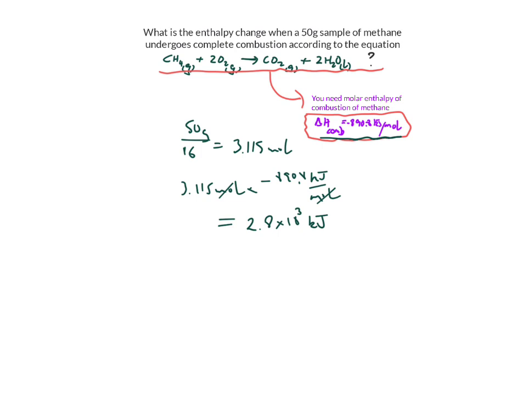And there are other things that you may be asked to figure out. For example, you can use the mole ratio to find the enthalpy of reaction per mole of oxygen, of carbon dioxide, and of water. And to do that, you just would have to understand that the mole ratios are given here: 1 is to 2 is to 1 is to 2.